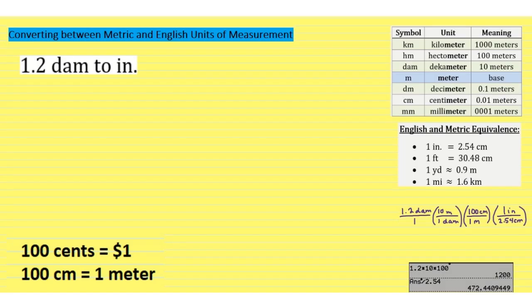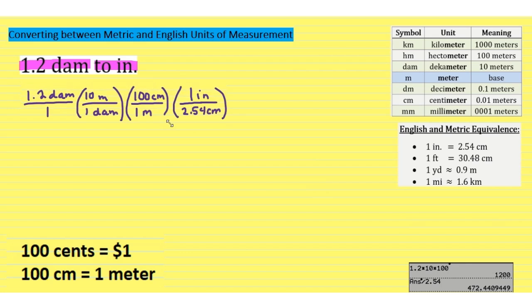This next problem is going to be a little bit more complicated. They want us to convert 1.2 decameters to inches. And the reason is that getting from decameters to inches is going to require more than one conversion factor. So I'm going to pull up how I've set it up, and we'll talk about how we find these conversion factors.